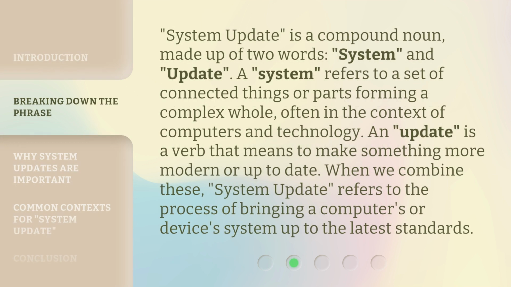System update is a compound noun made up of two words, system and update. A system refers to a set of connected things or parts forming a complex whole, often in the context of computers and technology. An update is a verb that means to make something more modern or up to date. When we combine these, system update refers to the process of bringing a computer's or device's system up to the latest standards.